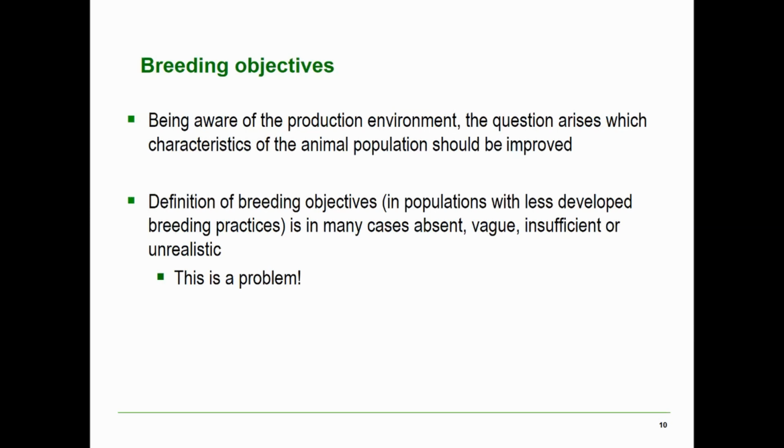So for the breeding objectives, we need to be aware of the production environment, and this question arises: which characteristics of the animal populations should we improve? Now we need to define the breeding objectives, but in some cases, especially in populations where the breeding approaches are not so strong, these breeding objectives may be very vaguely defined, insufficient or unrealistic, which is of course a big problem in terms of moving forward to achieve a sustainable genetic gain.